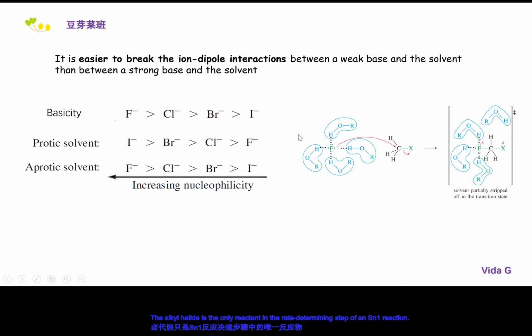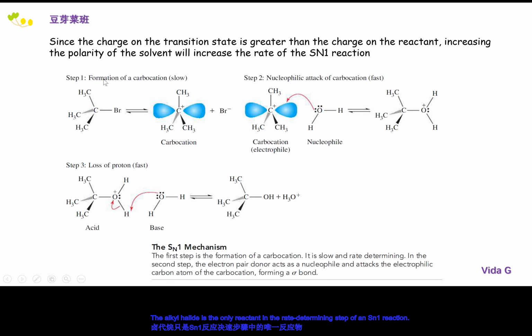The alkyl halide is the only reactant in the rate-determining step of an SN1 reaction. It is a neutral molecule with a small dipole moment. The rate-determining transition state has a greater charge because as the carbon-halogen bond breaks, the carbon becomes more positive and the halogen becomes more negative. Since the charge on the transition state is greater than the charge on the reactant, increasing the polarity of the solvent will increase the rate of the SN1 reaction.